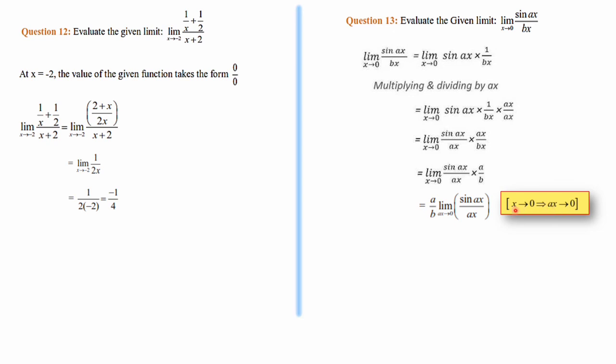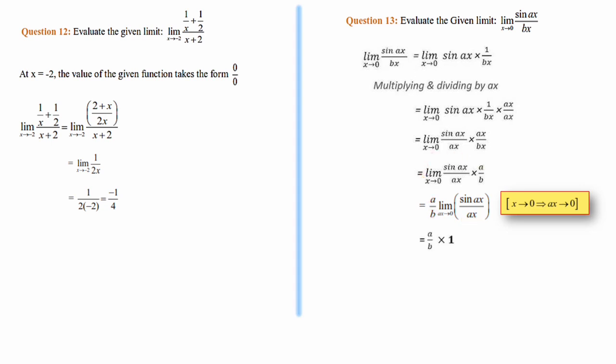So x tends to 0 implies ax tends to 0. So you have to write the limit in the same way. Limit ax tends to 0, because here there is ax. Limit ax tends to 0, sin ax by ax. This a by b we have taken in the beginning.